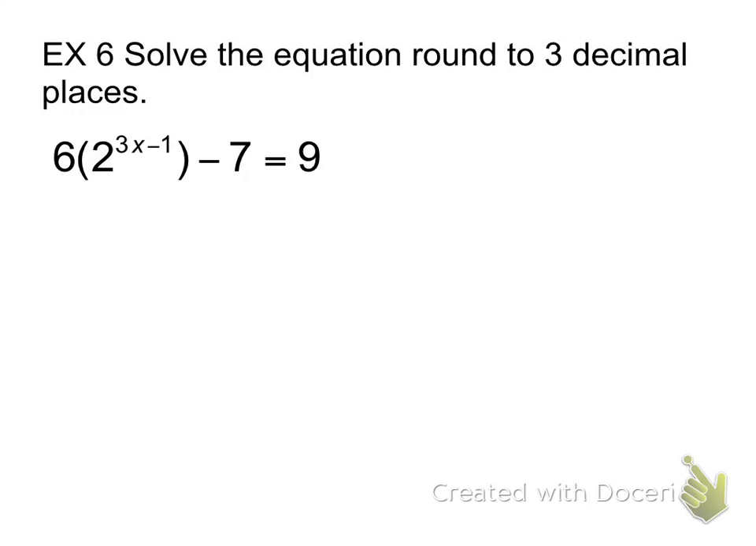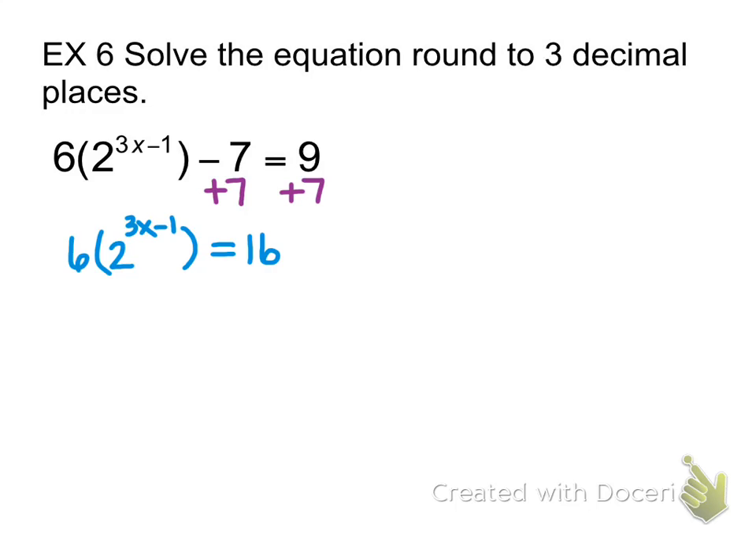Okay, this one looks a little crazier. This is an exponential equation, and notice the variable is in the exponent. So what we want to do is try to get everything away from the exponent in the equation, same as we would in algebra. And then once we get to that point, we'll see how we can solve it from there. So I'm going to start by adding 7 to both sides of the equation. So then this is going to give me 6 times 2 to the 3x minus 1 power is equal to 16.